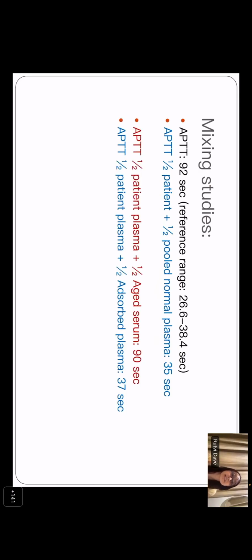So we do the mixing studies with aged serum and adsorbed plasma. When you're doing the mixing study with aged serum, the APTT is 90 seconds. But with adsorbed plasma, it is 37 seconds. So what could be the possible diagnosis? Hemophilia A. There is deficiency of either 1, 2, 5 or 8. Yeah, but this patient has isolated APTT prolongation, right? So 1 or 2 will not cause isolated prolongation.